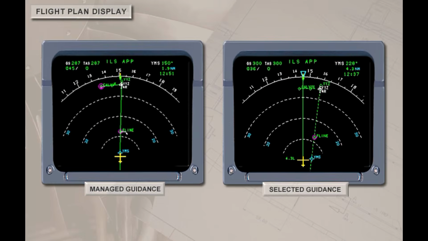When the aircraft is flying the active flight plan with the auto flight system nav mode engaged, the flight plan is displayed as a solid green line. When the pilot manually selects heading or track, the flight plan will be shown as a dotted green line and the heading or track indication as a solid green line. The aircraft's lateral deviation from the active leg of the flight plan will be shown as either left or right cross-track error.